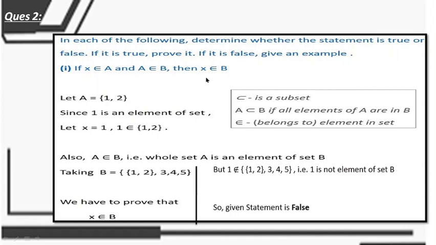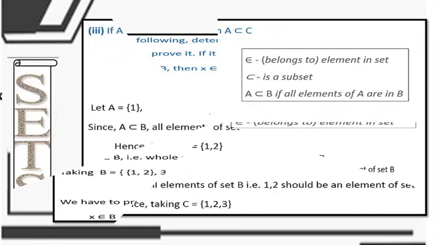Now can you conclude that x belongs to B also? Is x an element of B? No, 1 does not belong to this B. It means x does not belong to this B; it is not an element of set B. So the given statement is false.